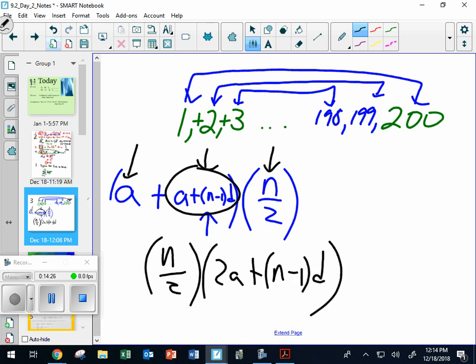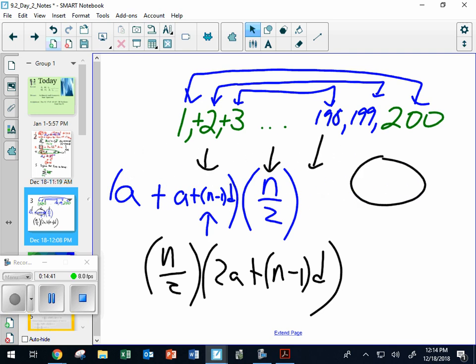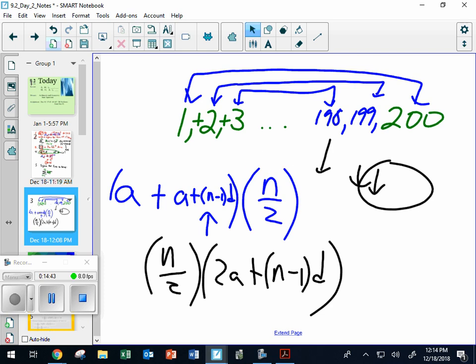So you can either moan about how you have to memorize another big formula, or you can just remember it's the first number plus the last number times half of how many there are. I personally would rather memorize the blue way, because it's got the first number and the last number and then half of how many numbers we had.